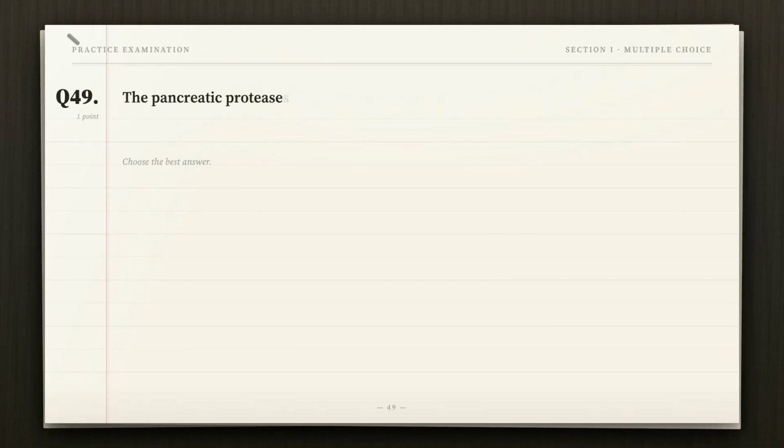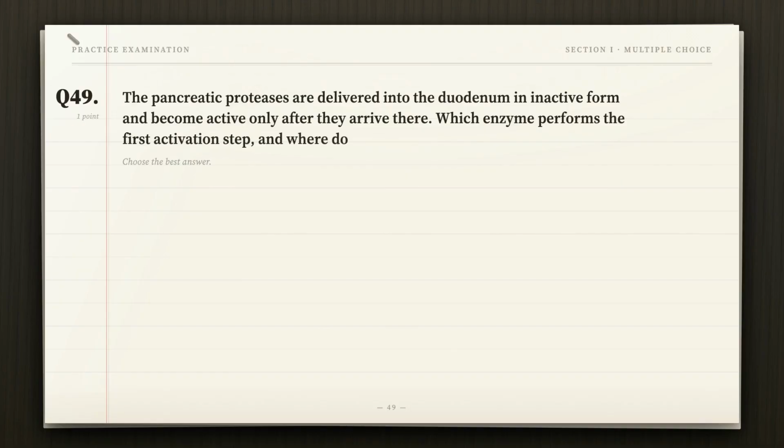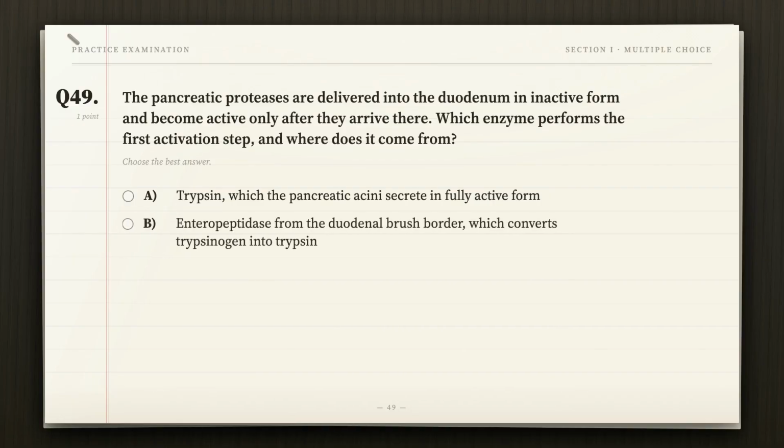Question 49. The pancreatic proteases are delivered into the duodenum in inactive form and become active only after they arrive there. Which enzyme performs the first activation step, and where does it come from? Your options are A. Trypsin, which the pancreatic acini secrete in fully active form. B.